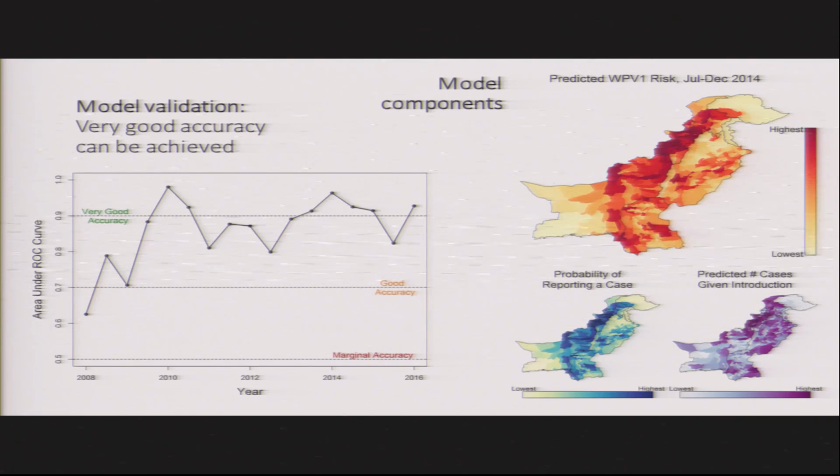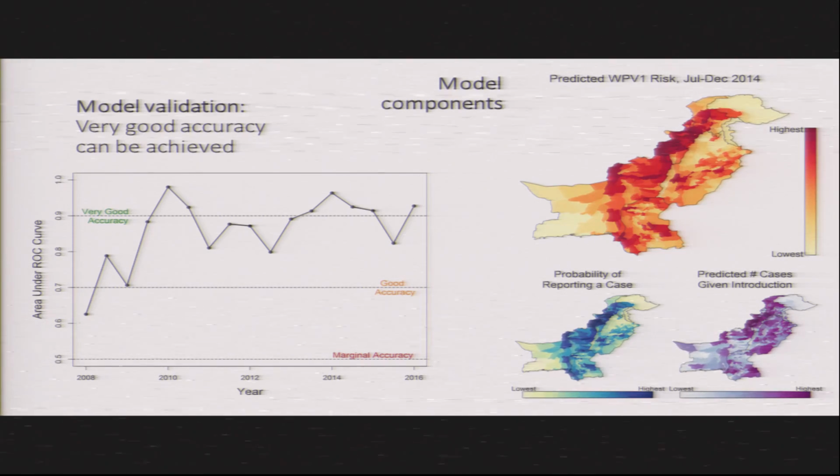And the model actually looks like the figures on the right. The top figure is the predicted risk on a color scale, and it's composed of two parts: the probability of reporting a case in blue and the predicted number of cases if you have an introduction in purple. So these models are actually the basis for prioritization in Pakistan.